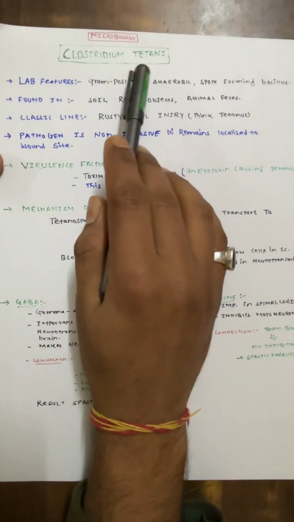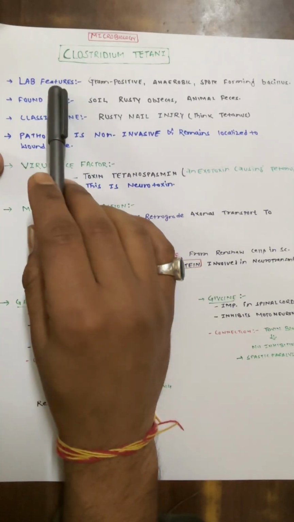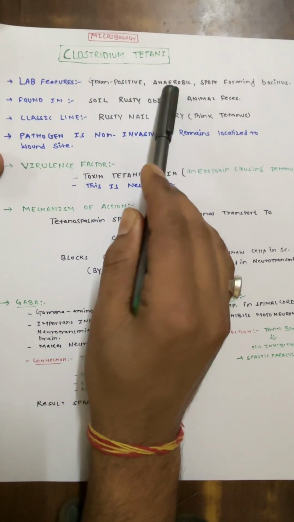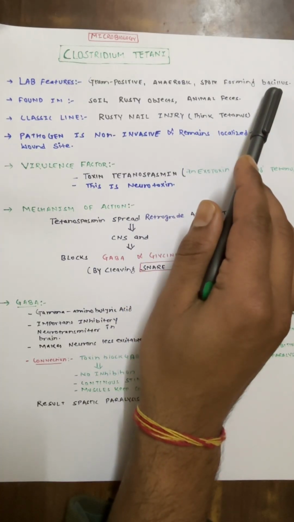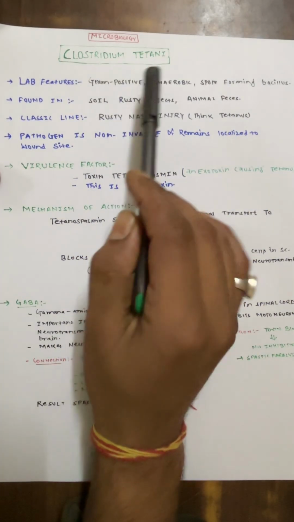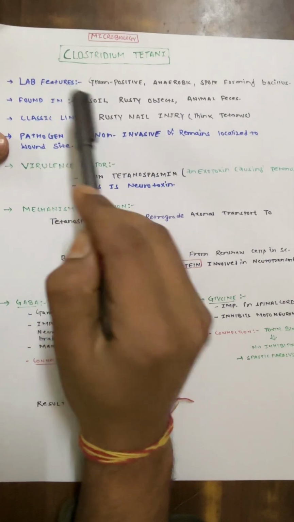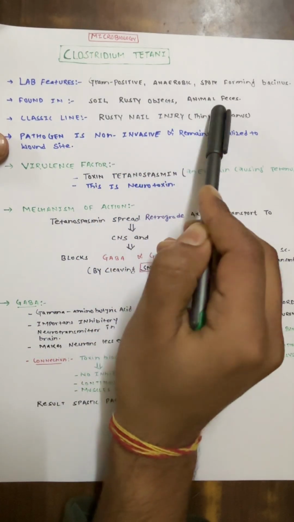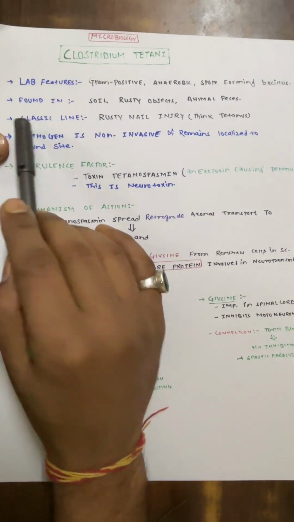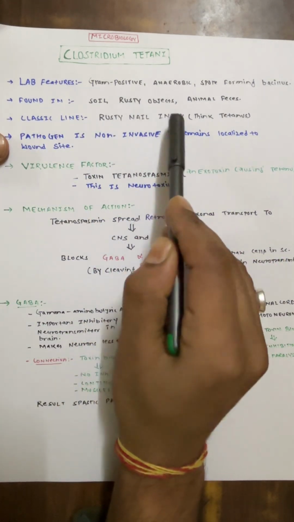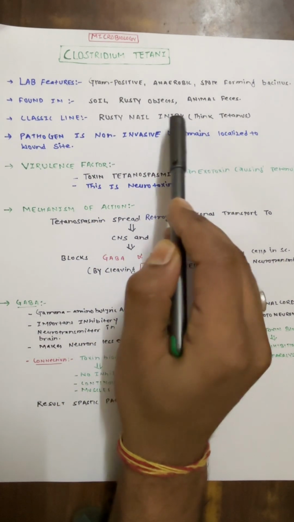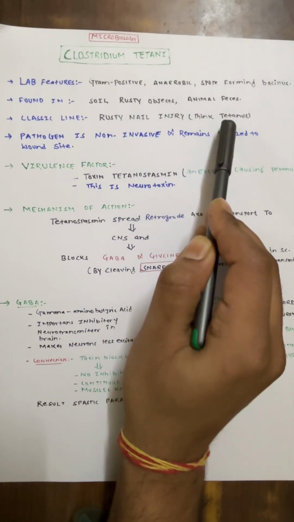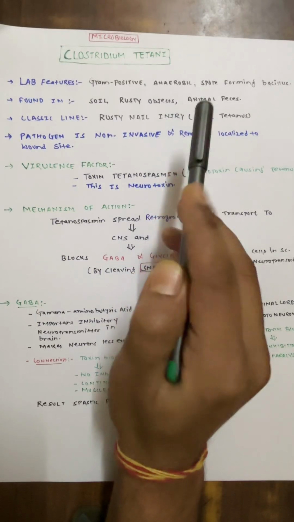So let's start our today topic Clostridium tetani. Talking about the lab features of Clostridium tetani, it is a gram positive anaerobic spore forming bacillus that is rod shaped. Where is this Clostridium tetani found? It is found in soil, rusty objects and animal feces. Now the classic line is rusty nail injury. Whenever you find this line in any question, always think about tetanus.